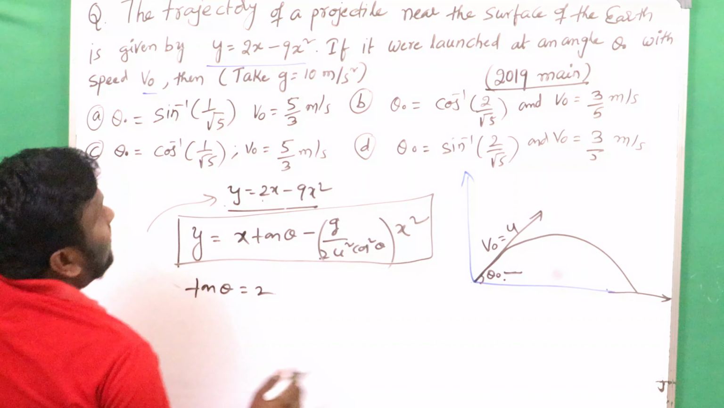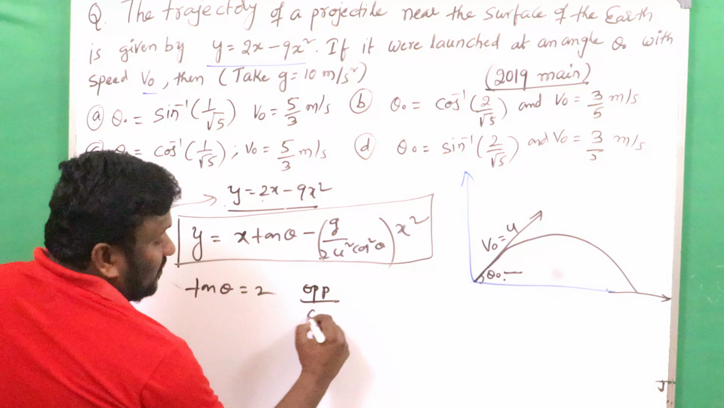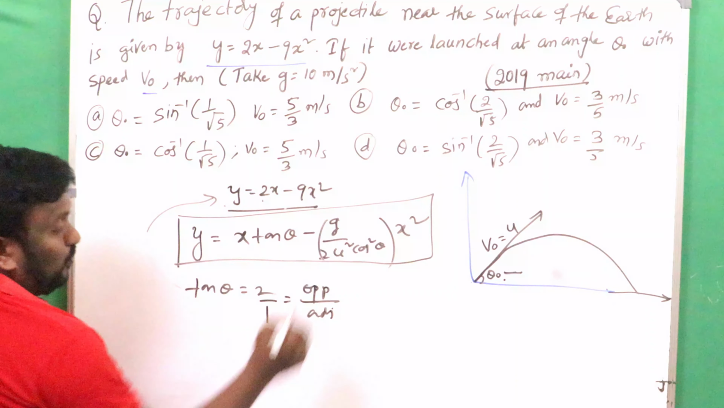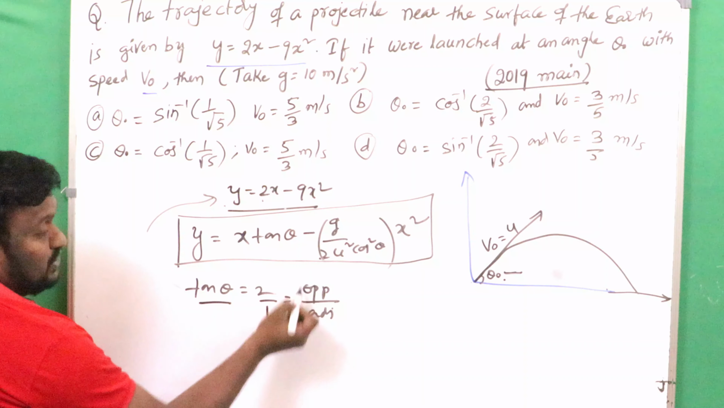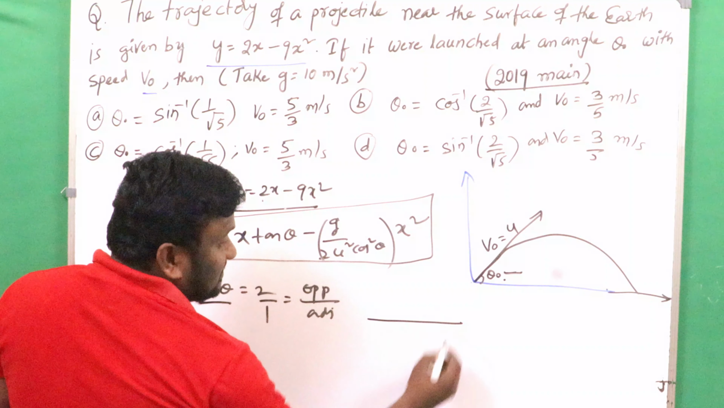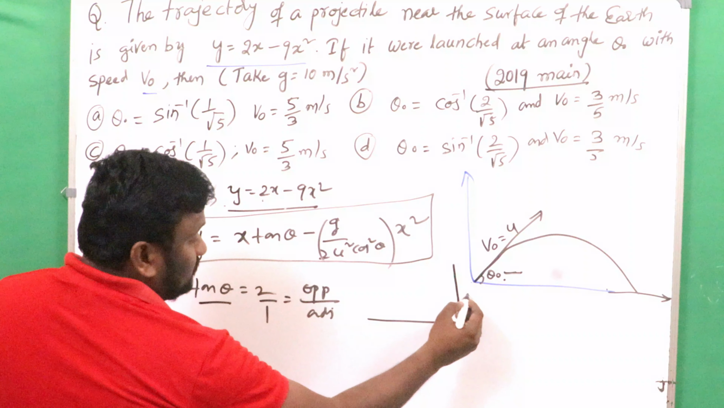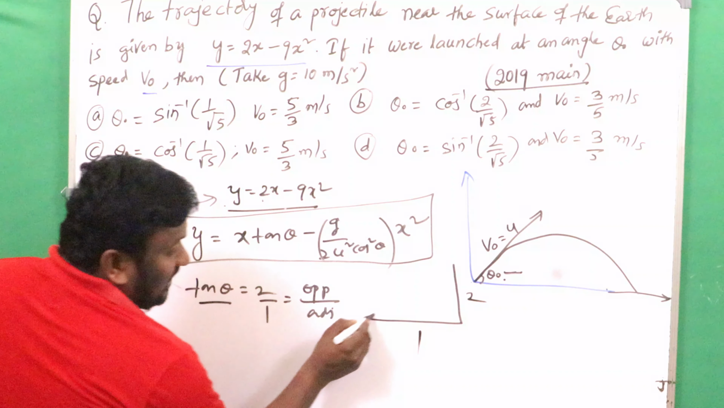Then obviously, tan theta means opposite side by adjacent side, which is nothing but 2 by 1. So tan theta equals 2 by 1. Again we take it like this: it is a right angle triangle. The opposite side is 2, the adjacent side is 1, and this is the hypotenuse.